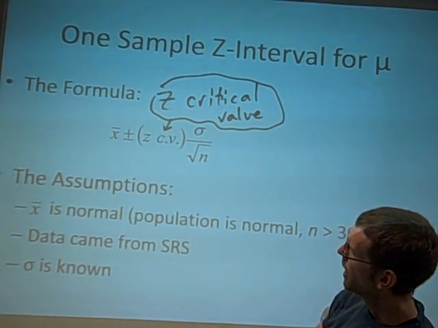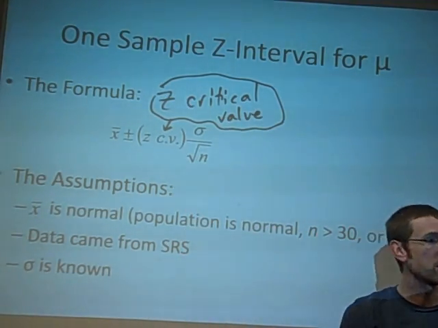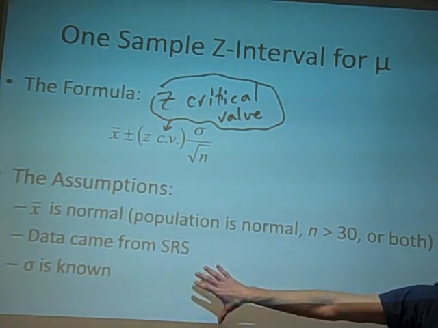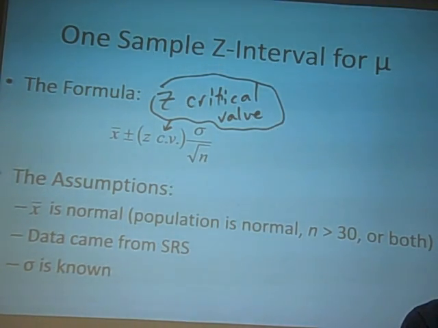root of n. The assumptions, in order to be able to use this: if all of these assumptions are not met, you shouldn't use this formula. You shouldn't use this method. The assumptions, number one, is that x bar is normal. Okay, we talked about why that's the case when we derived the formula. Remember, going from line 1 to line 2, we had to have that.